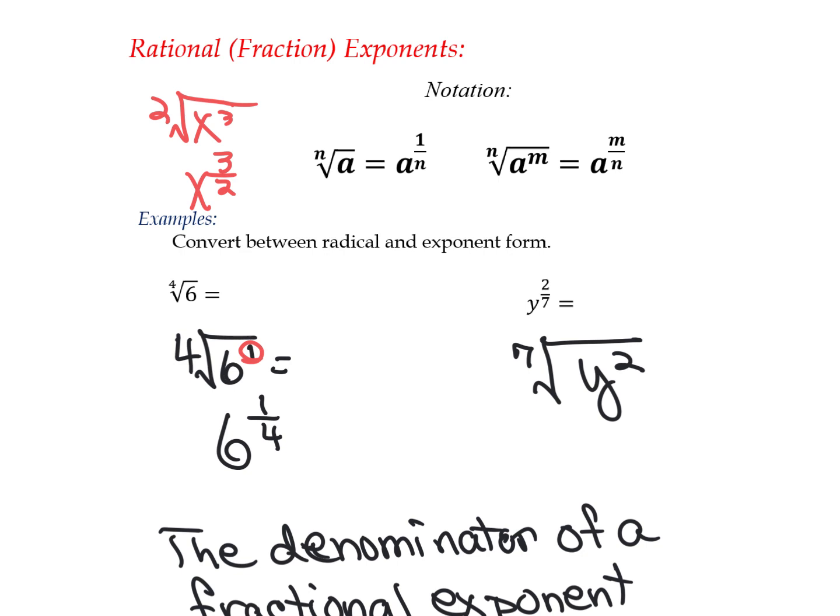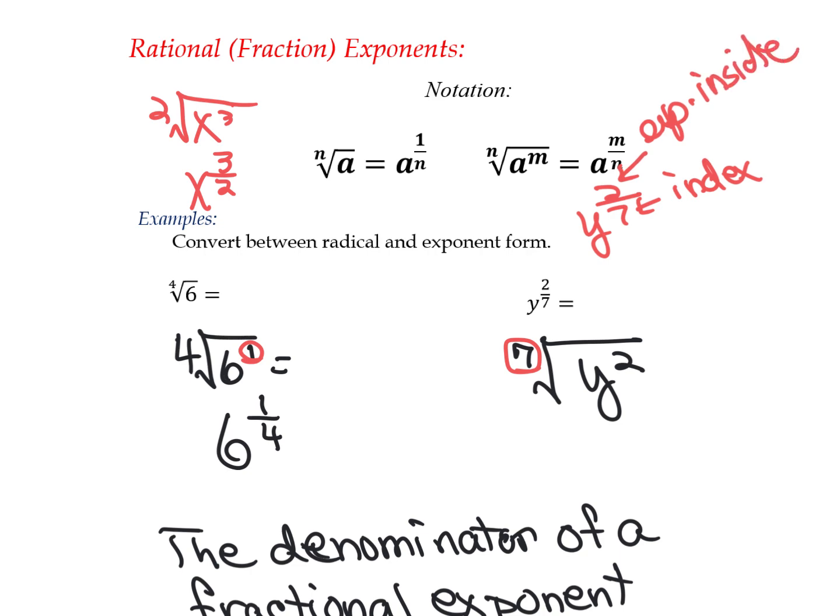Y to the 2/7 is written as a fraction. When I have y to the 2/7, I know that my denominator is always going to be the index. So when I write this as a radical, my index is going to be 7, and my numerator is always going to be the exponent inside. All right, so whatever's on the bottom is going to be your index, and the exponent is going to be the numerator of that fraction.